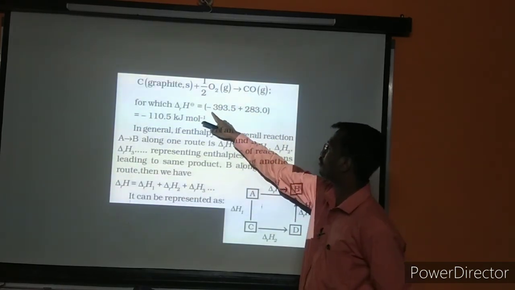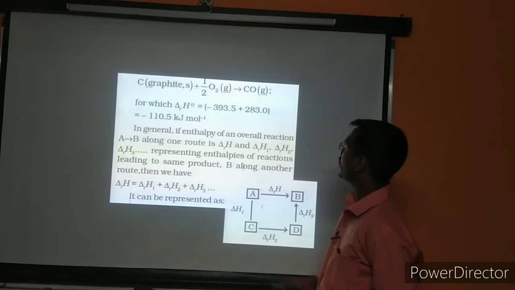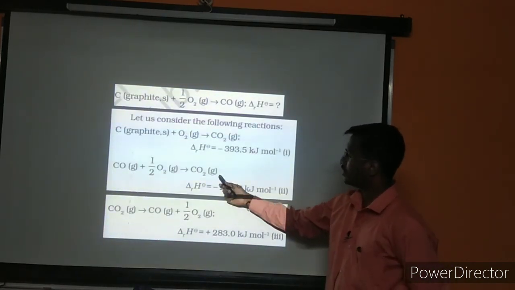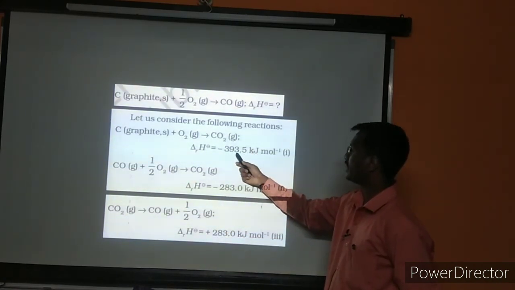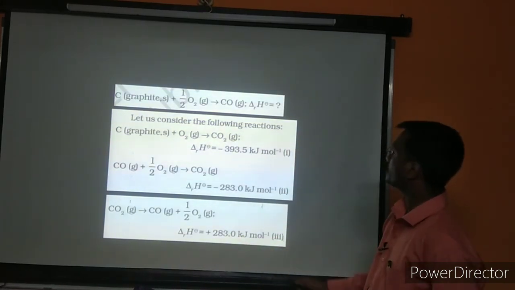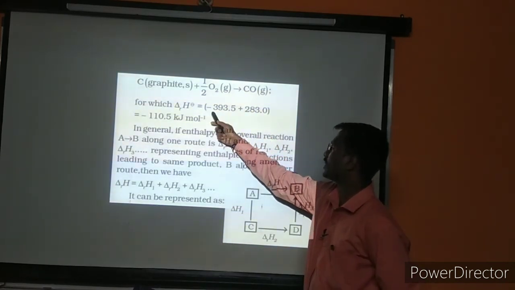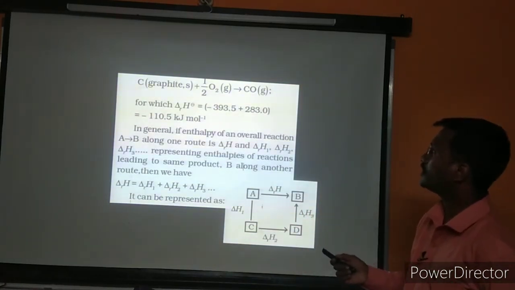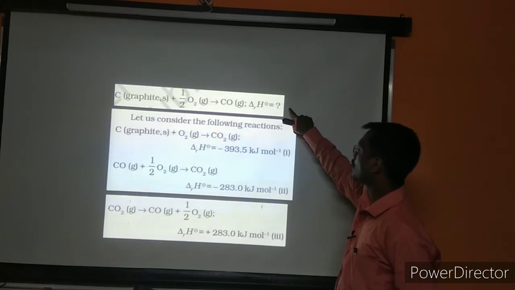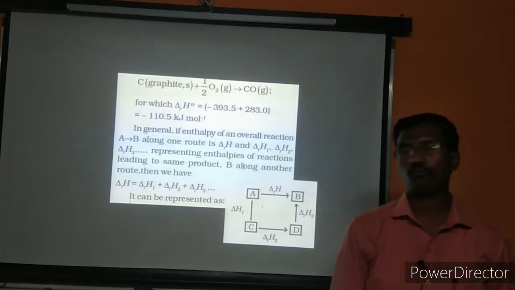So here I took minus 393.5, which is the first reaction, plus this is the third reaction, 283. Can you see here? It is initially minus 283. After reversing, it is converted to plus 283. So I am doing the addition of these two, minus 393.5 plus 283. By plus and minus, we are subtracting and the greater value is negative. Therefore, minus 110.5 kilojoule per mole. This value is going to give the enthalpy of this first one. So this can be calculated by using these two. So the value is minus 110.5 kilojoule per mole.